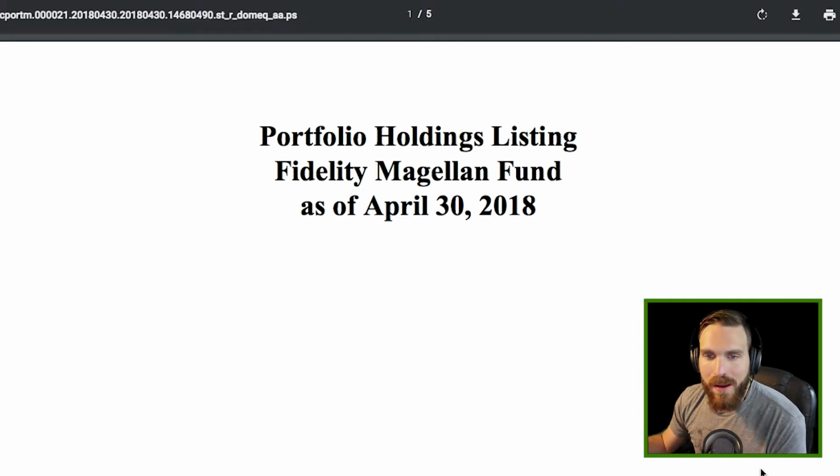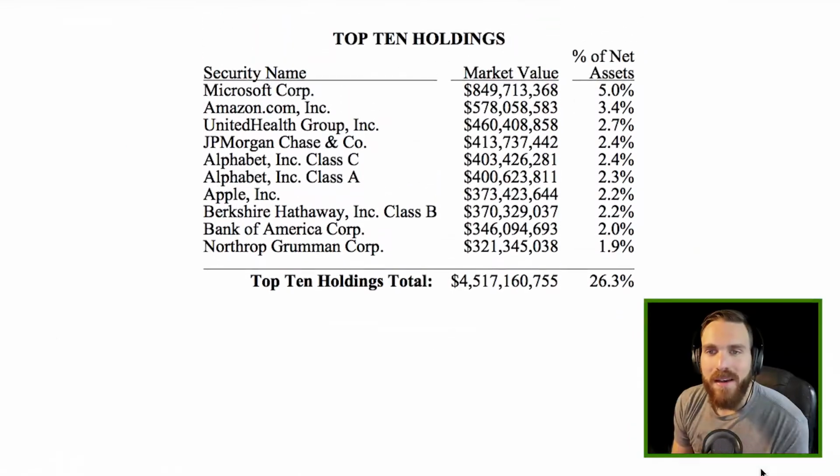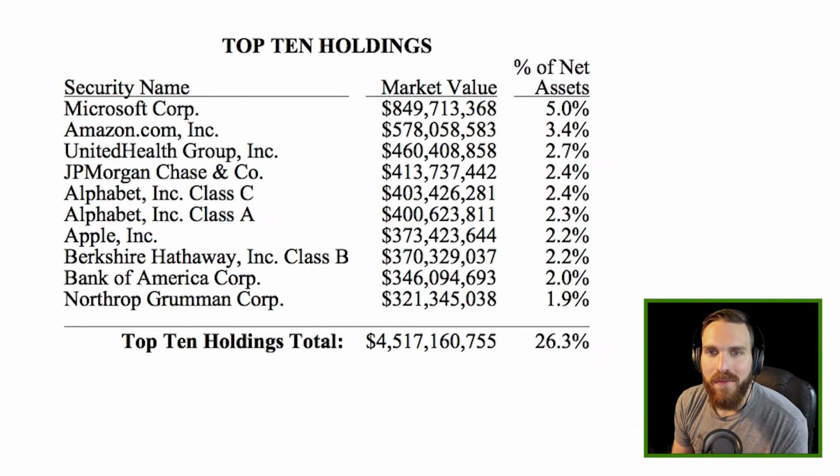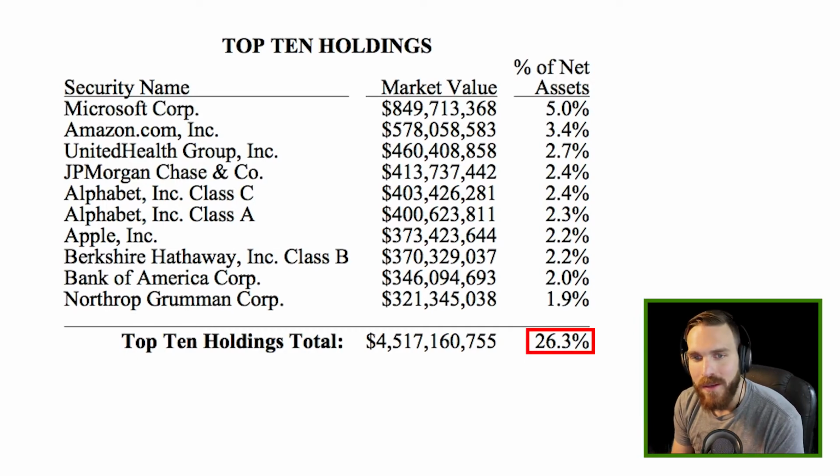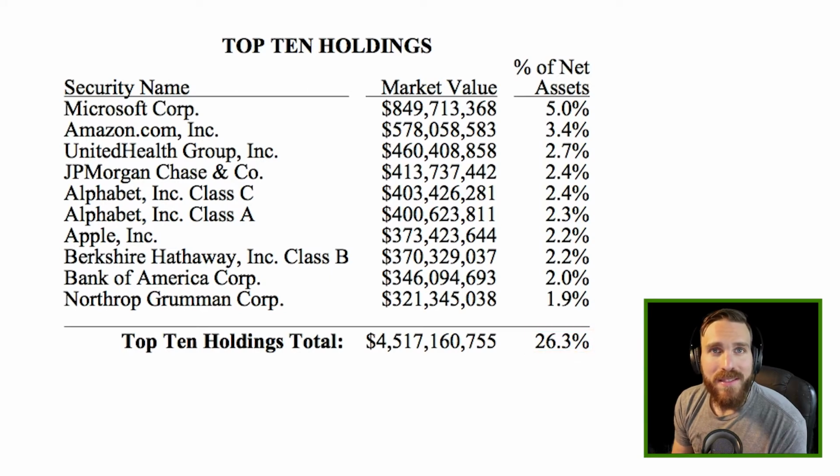But we're going to scroll down a little bit, and the first thing that we're going to see are the top 10 holdings of this fund. And we can see, if we look towards the bottom there, that 26.3% of the fund is invested in these top 10 holdings. Let's remind ourselves that this is a large cap growth fund, which basically means it's investing in huge companies that are growing faster than the economy.